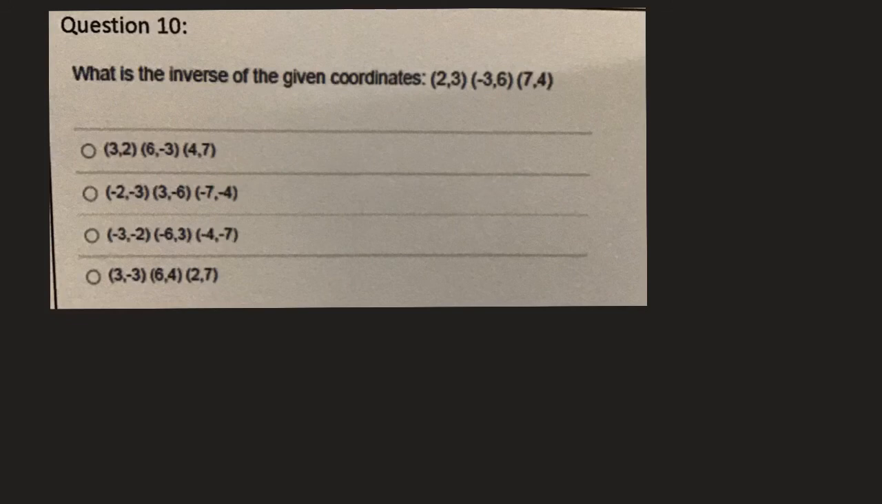What's the inverse of the given coordinates? Remember, guys, this one should be second nature. We're just switching the x and y values. So this is 3, 2, 6, negative 3, and 4, 7. Okay, x and y switch. No changes in those signs. Okay, so here you go. 3, 2, 6, negative 3, and 4, 7.